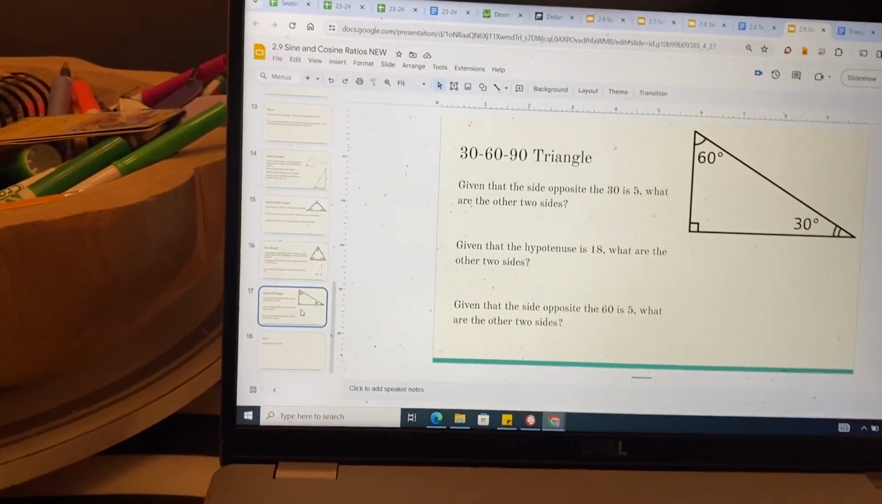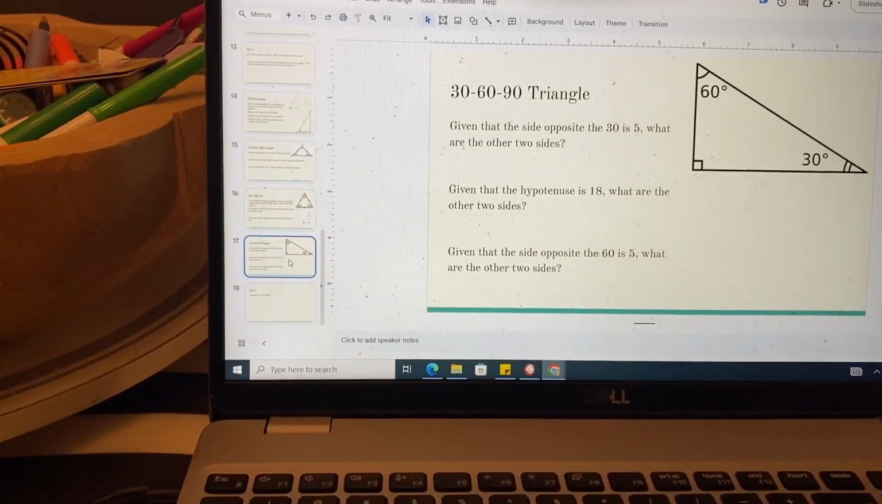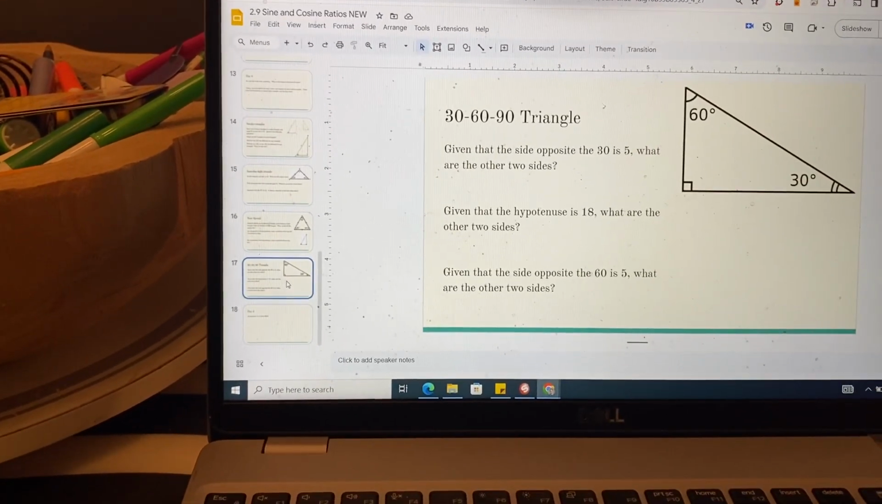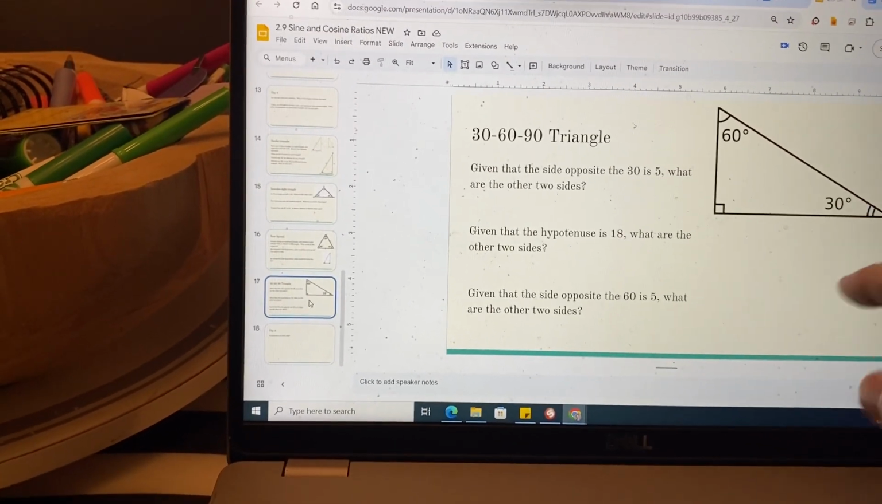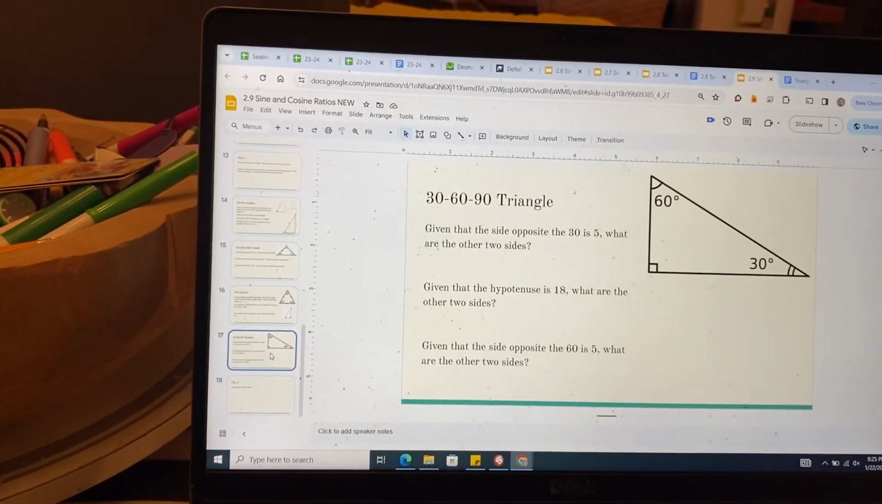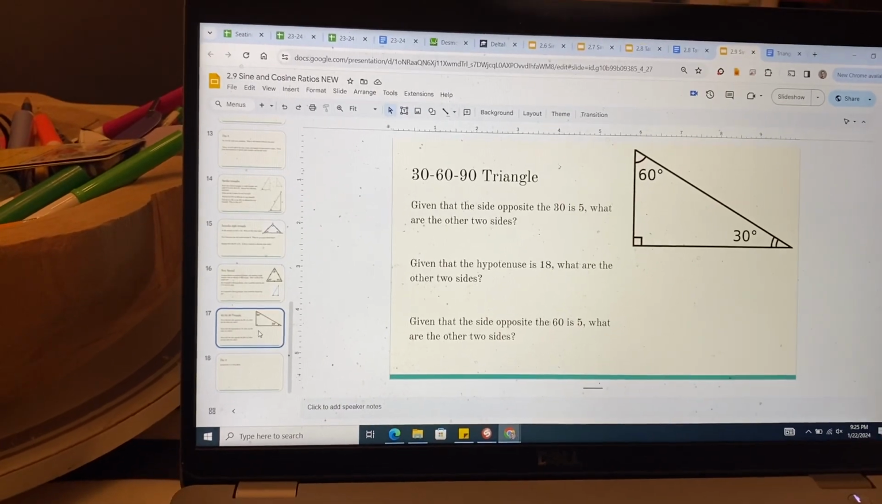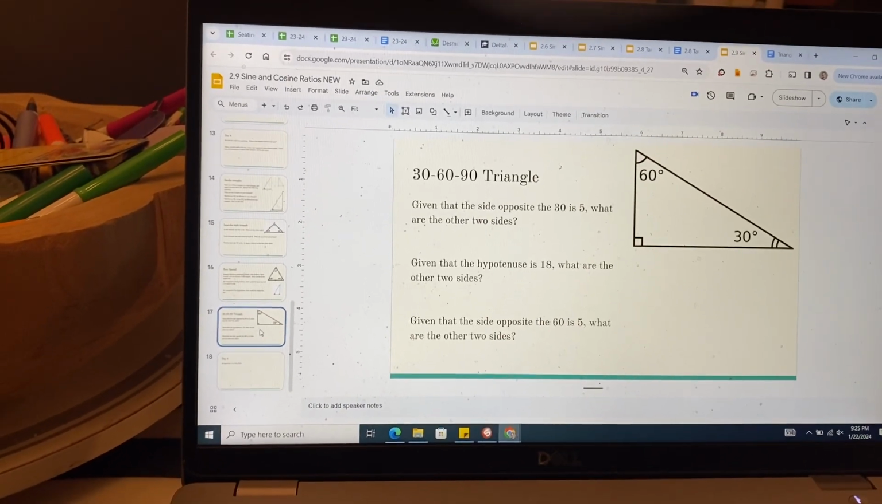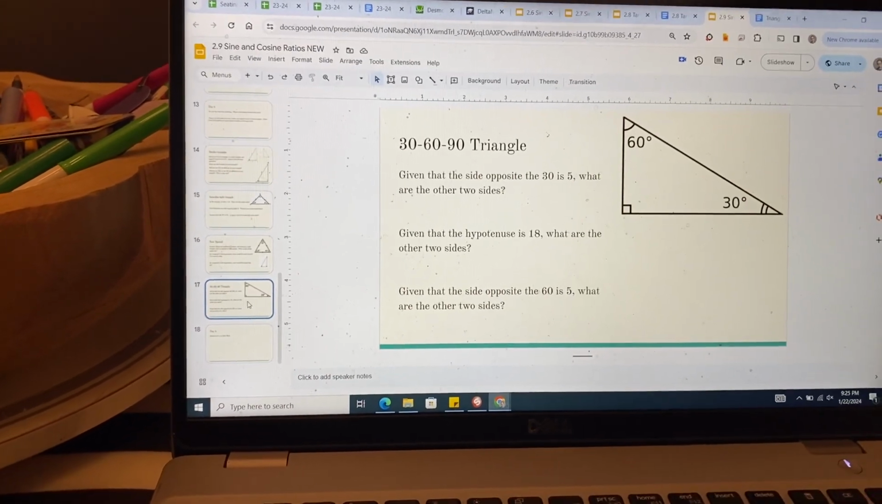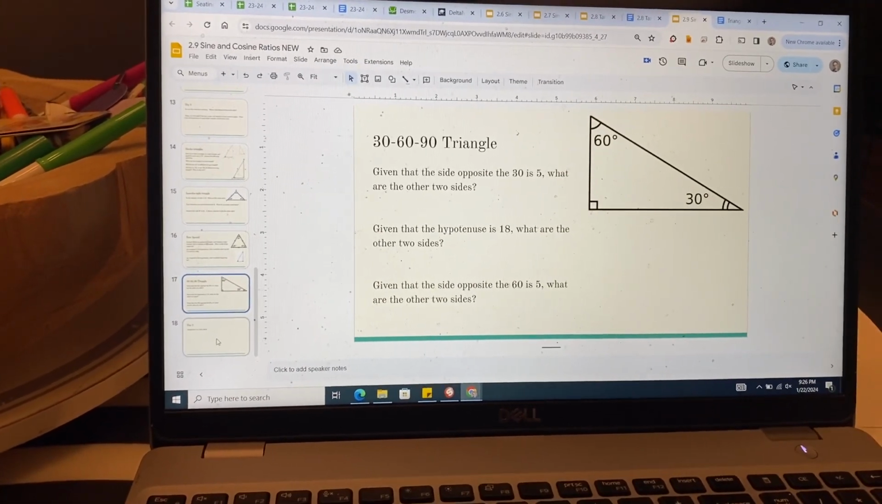Given that the side opposite the 60 is 5, what are the other two sides? This is where it gets weird. You take 5, you divide it by the square root of 3, which ends up being 5 square root of 3 over 3. We double that to make our hypotenuse, which is 10 square root of 3 over 3. There's a weird persnickety little thing where you're not supposed to leave square roots on the bottom when you divide by them. I can talk more about it when I come back.